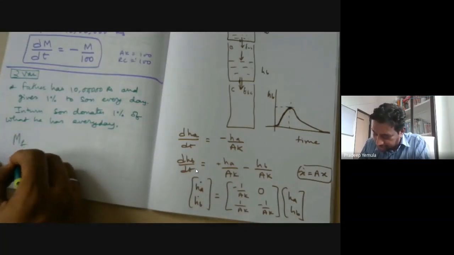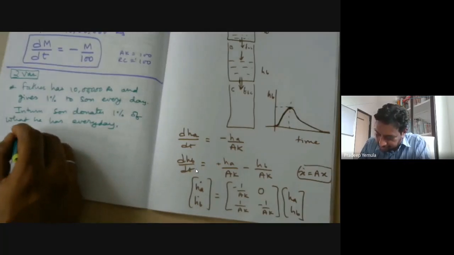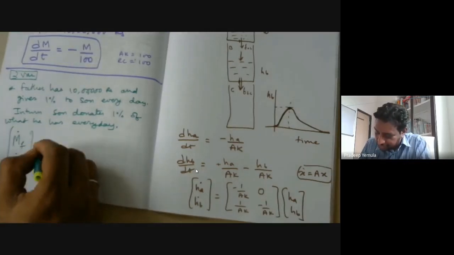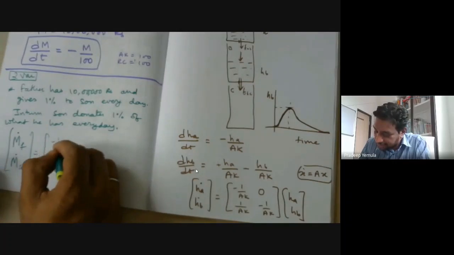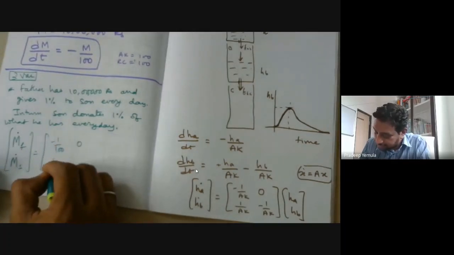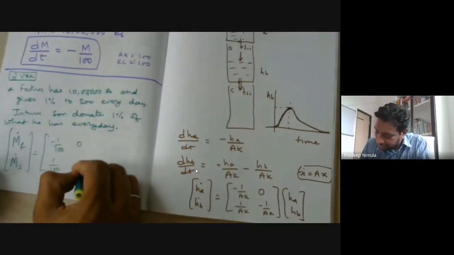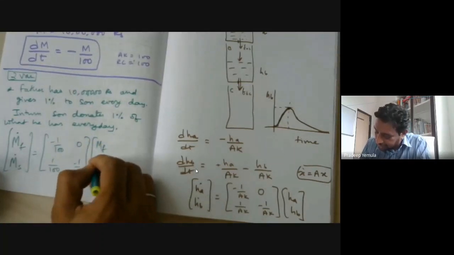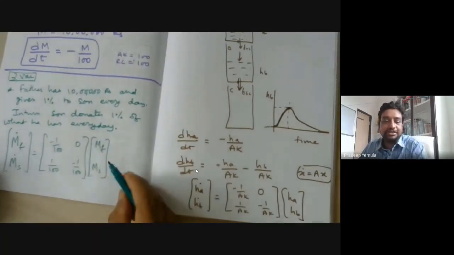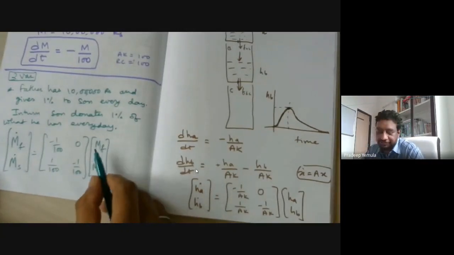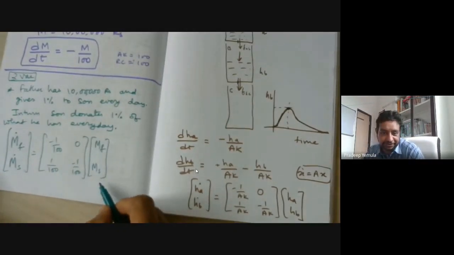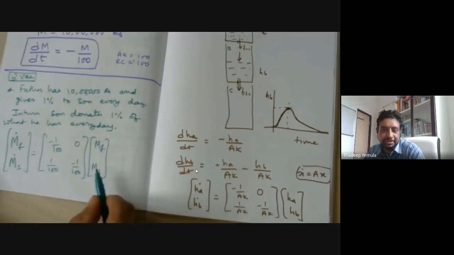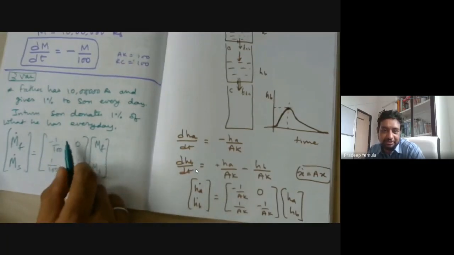MF and MS dot is equal to minus 1 by 100, 0, 1 by 100, minus 1 by 100, MF and MS. So this MF is money with father and money with son. So these two are exactly same. 1% means 1 by 100.